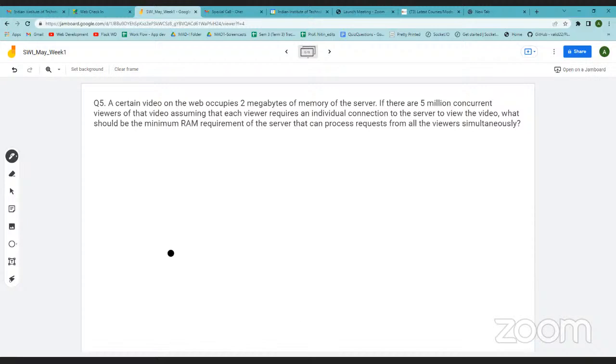A certain video on the web occupies 2 megabytes of memory of the server. If there are 5 million concurrent viewers of that video, assuming each viewer requires an individual connection to the server to view the video, what should be the minimum RAM requirement of the server? I guess it is a simple question. The wordings are very large. We'll wait for some time and then we'll start.